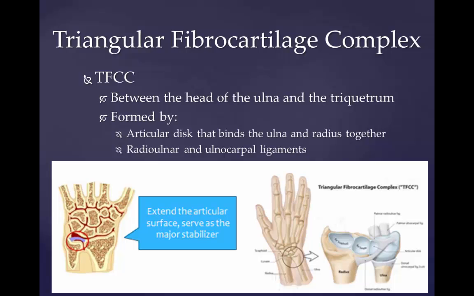The peripheral portion of the TFC is well vascularized, while the central portion has no blood supply. The disc is attached by a thick tissue to the base of the ulnar styloid and by a thinner tissue at the edge of the radius just proximal to the radiocarpal articular surface. The radial ulnar ligaments are proximal stabilizers of the distal radial ulnar joint.